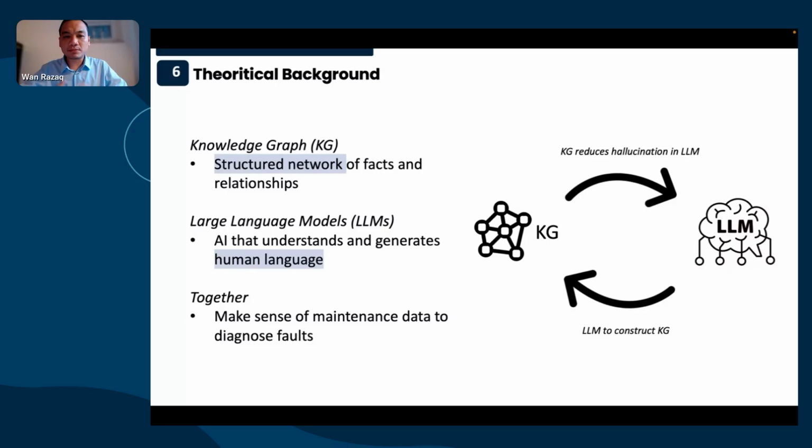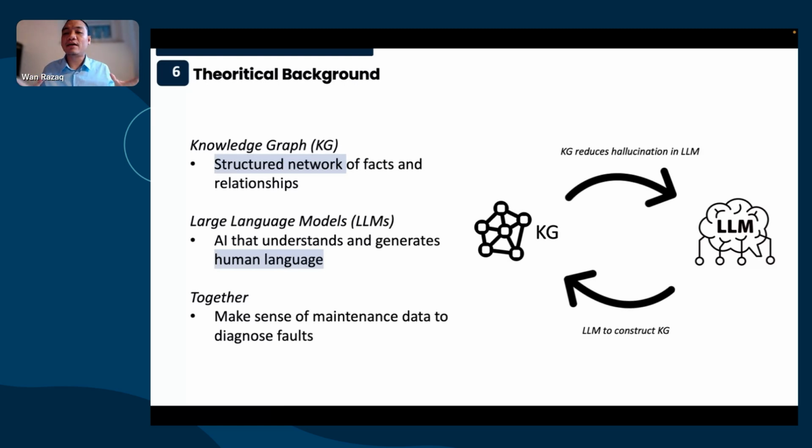And then a little bit about the theoretical background. I'm sure that you here are really aware and expert in this regard. These two technologies, knowledge graphs and large language models, are really trending right now. And we know the knowledge graph has been here for quite some years already. But with the rise of large language models, we could see the interrelation between these two. A knowledge graph is a structured network of facts and relationships, and a large language model is AI that understands and generates human language.